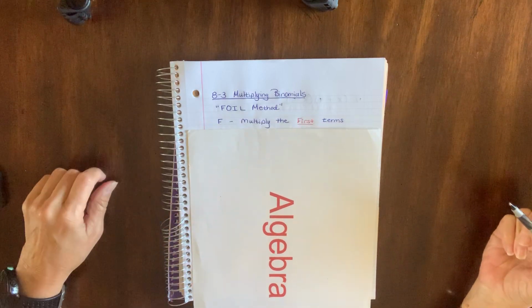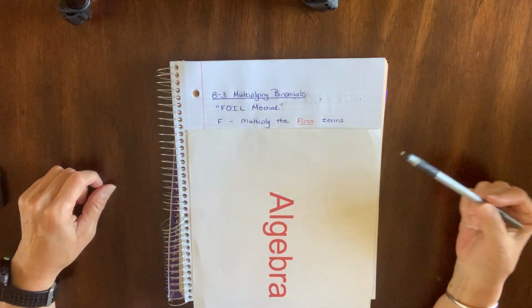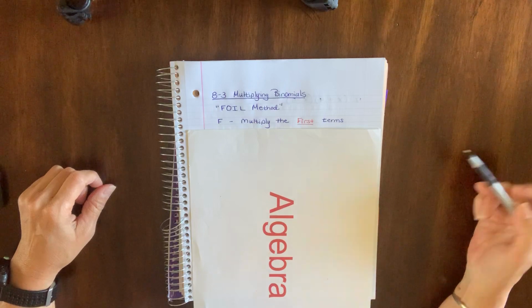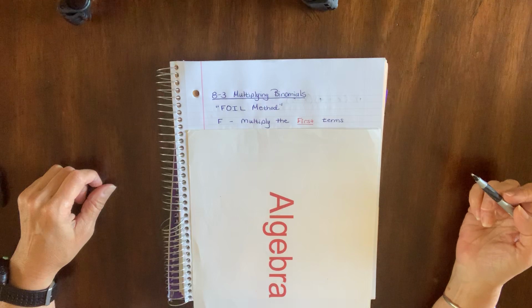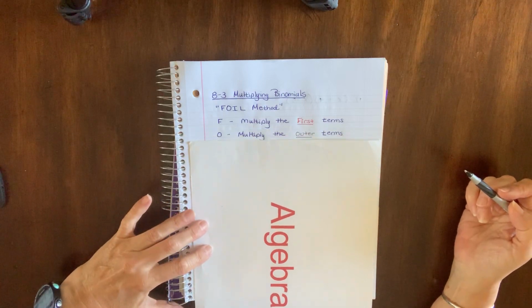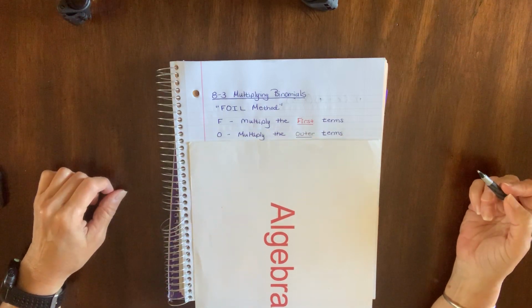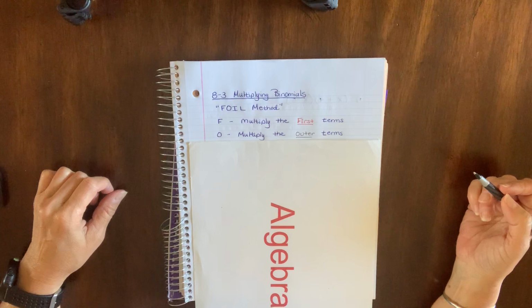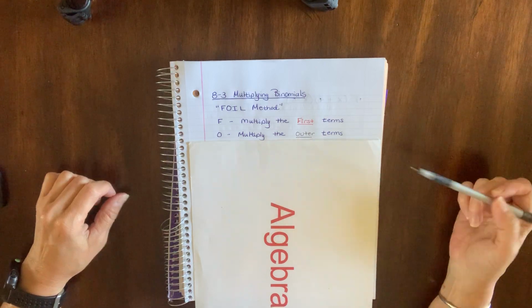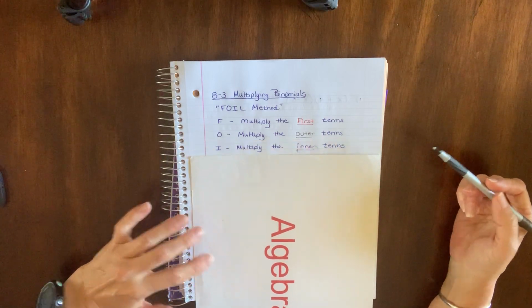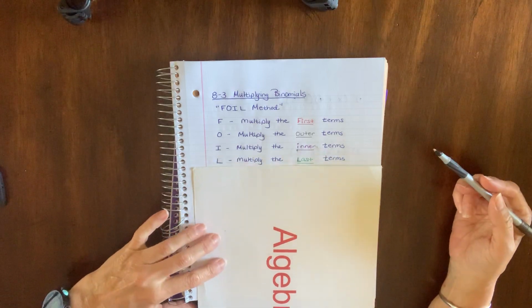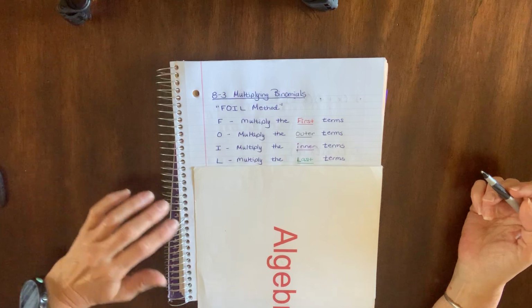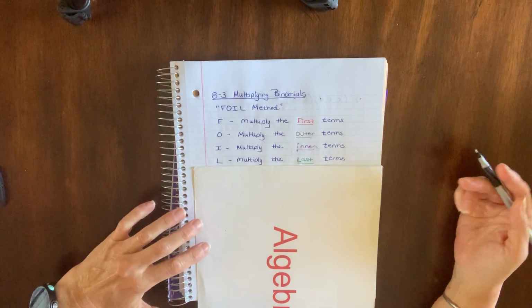The first letter, F, stands for the first terms in the binomial. Now, if you notice, I'm using red to indicate what the first terms are. Letter O is going to stand for outer terms, and I'll be using the color black to represent that. I stands for inner terms, and that's a purple color. And L will be in green, and it stands for the last terms.